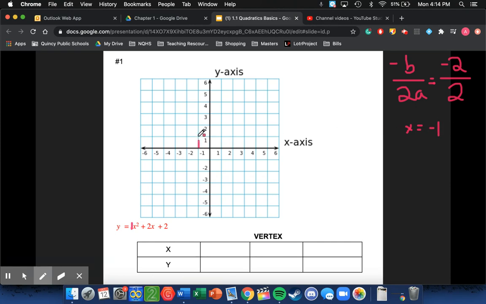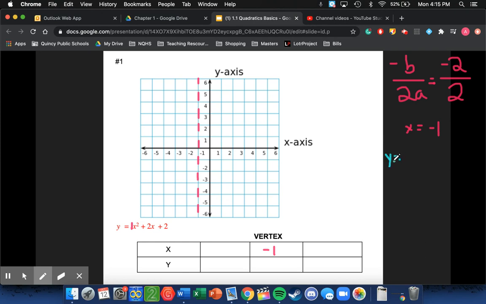So there's this invisible line, and I always draw it as dashed, because it's not really there, but we want to know that it's the midway point. This is going to split the graph into its 2 symmetrical pieces. And somewhere on this line is the vertex. I don't know where, but I do know that it will have an x value of negative 1. So why don't I take that negative 1 and plug it into the equation?